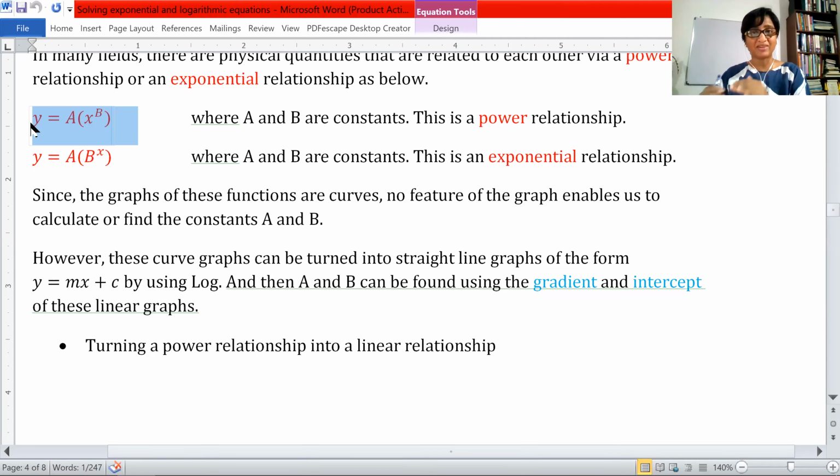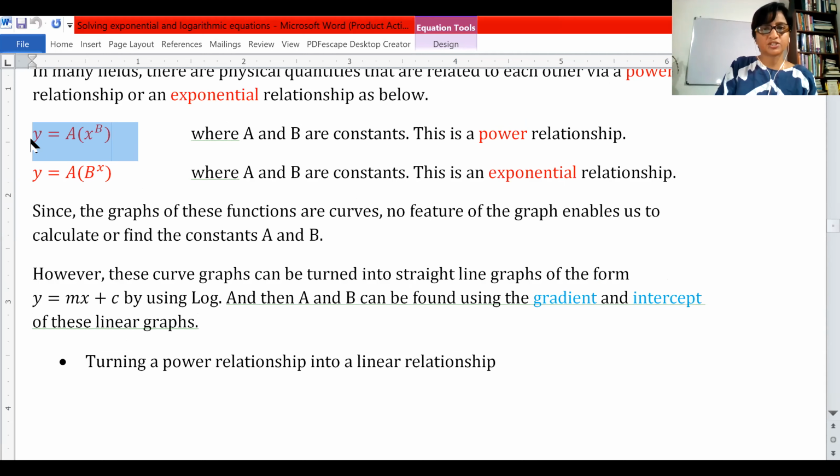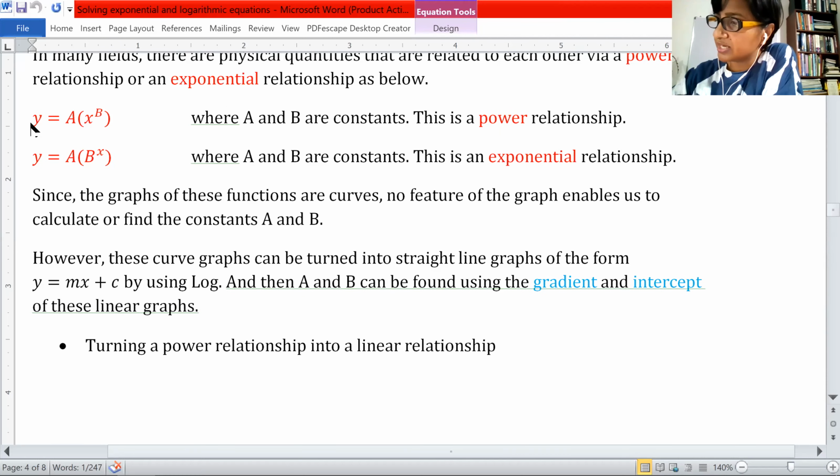Exponential relationship, you have x in the exponent. They look very similar. So there you have y equals, again I put a coefficient a, some fixed number to the power of x. Can be 2 to the power of x, 3 to the power of x, 4 to the power of x, like that. Okay. So the first one we are looking at is a power relationship. So if you have a power relationship, y equals a x to the power of b in this form.